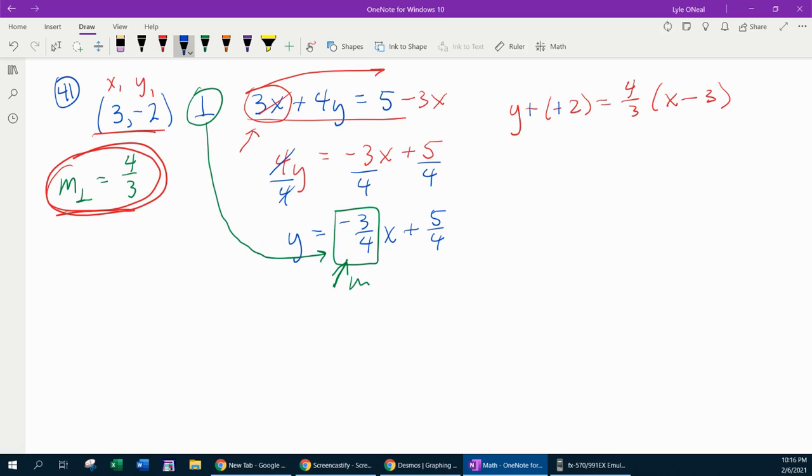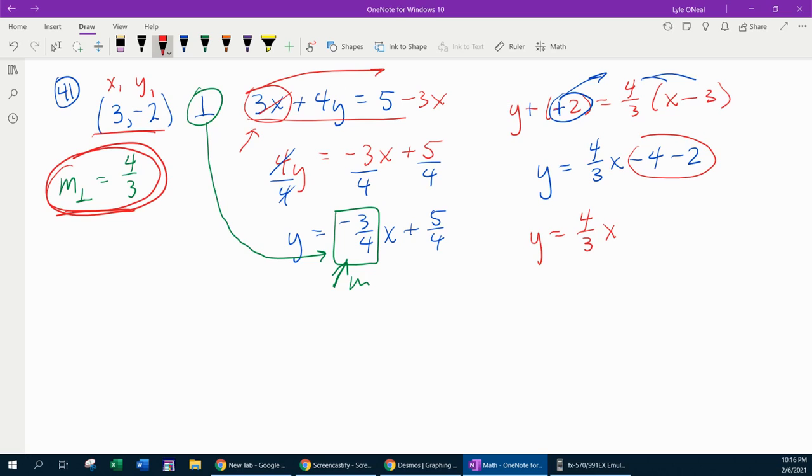So here, two negatives make it a plus. We're going to distribute the 4/3 and bring the 2 over. And that's going to give us 4/3 x minus. Now 4/3 times negative 3. The 3's will cancel and leave us a 4. Minus 2, because that was a plus 2 coming over. And then I need to CLT. I need to combine like terms. 4/3 x minus 6. And remember, that is my answer in slope-intercept form.